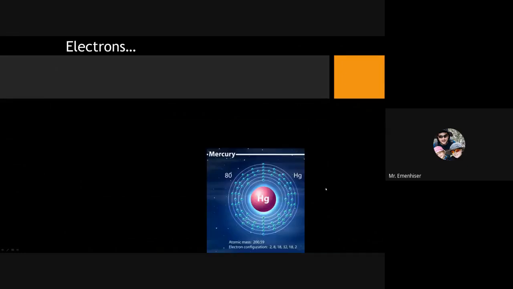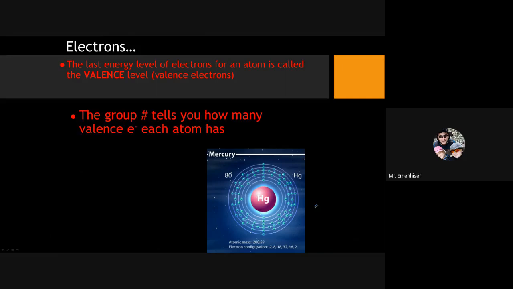Okay, so electrons are these negatively charged particles that orbit the atom. The valence electron shell is the outermost shell. And the group number of where the element is on the periodic table will tell you the number of valence electrons. Okay.